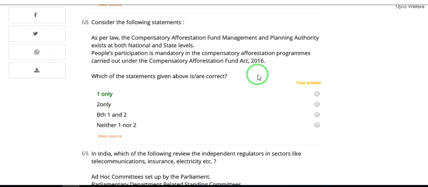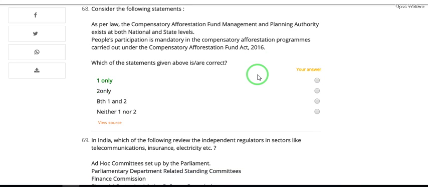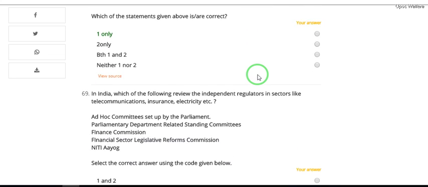Now see, as per the law, the compensatory afforestation fund management and planning authority. So one is going to be correct. Why? Because as per the law, the compensatory afforestation fund management and planning authority exists at both the national and the state level. So it's going to be correct. Second, people's participation is mandatory in the compensatory afforestation program carried out under the Compensatory Afforestation Fund Act 2016. So only A will be correct here.